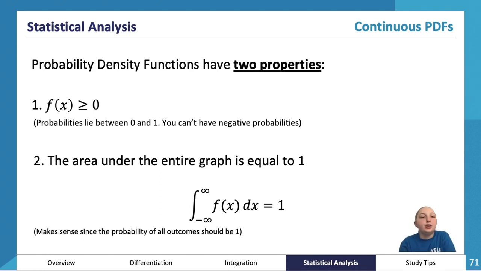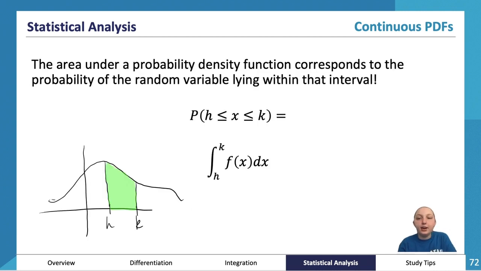Okay, so the area under a probability density function corresponds to the probability of that random variable lying within the interval. Okay, so the probability that x is between k and h is equal to the integral from k to h of f of x relative to x.